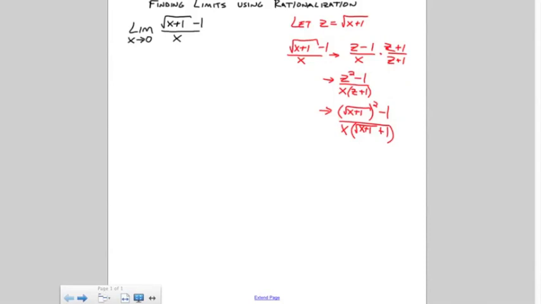Let's continue with this. The square root of x plus 1 squared, well, that's just going to be x plus 1, minus 1. So x plus 1 minus 1, and then we have x times the quantity square root of x plus 1 plus 1.